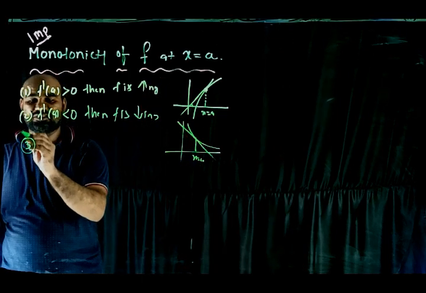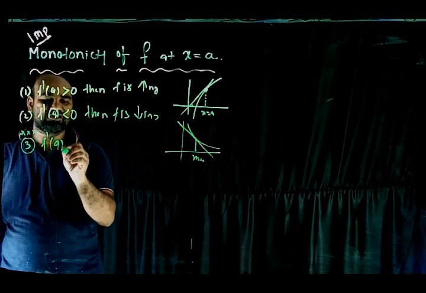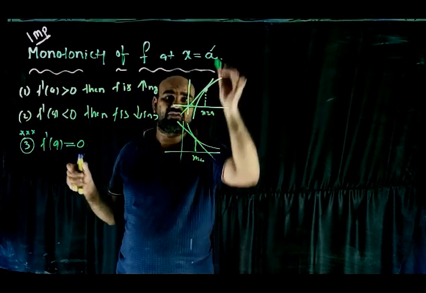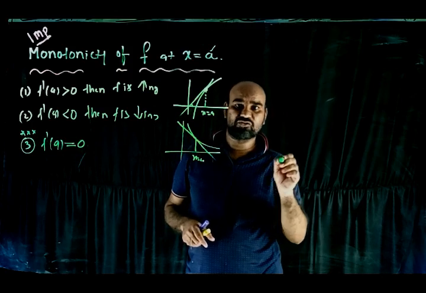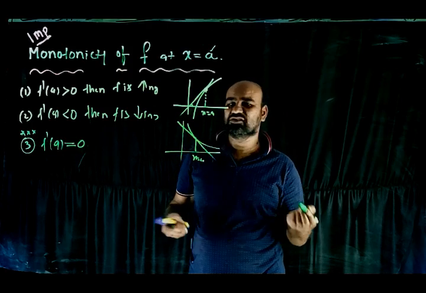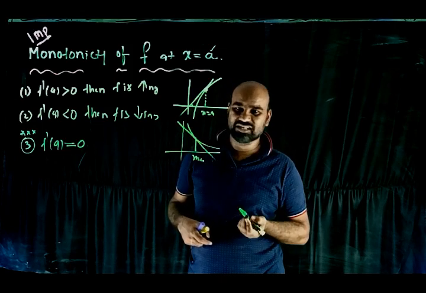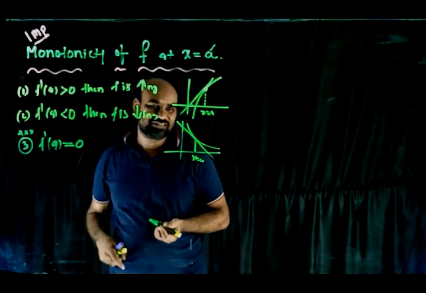Third one is important. If f dash of a equal to 0, then what will we do? Actually, at x equal to a, you want to find the monotonicity. What will we do? We should find f dash of a first. If it is greater than 0, increasing at a. Less than 0 means decreasing. But equal to 0, then what is the conclusion?